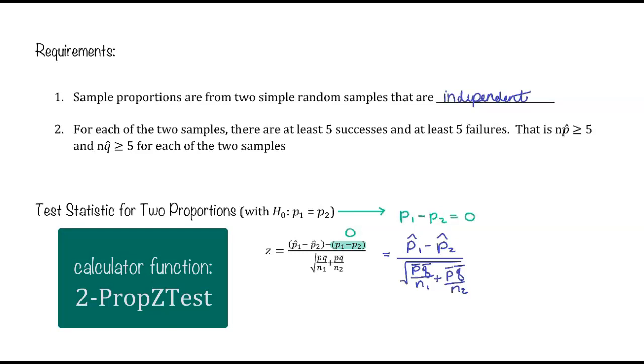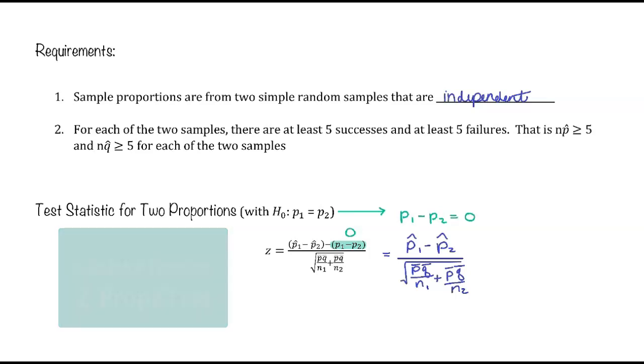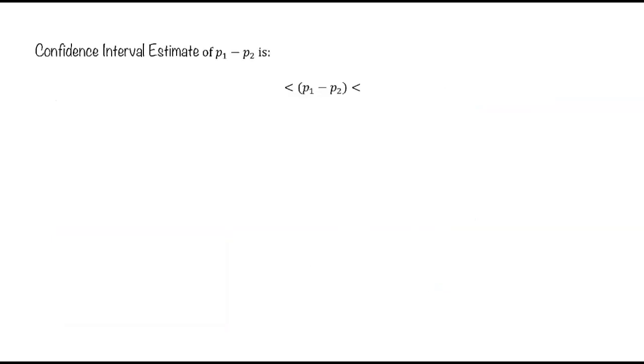Now let's look at what we're going to need to construct a confidence interval for two proportions. A confidence interval estimate of P1 minus P2, that's the difference of the two population proportions, can be found by taking our best point estimate, P hat 1 minus P hat 2, plus or minus the margin of error, E. In other words, we have P hat 1 minus P hat 2 minus E is less than P1 minus P2, and P hat 1 minus P hat 2 plus E is greater than P1 minus P2. That gives us an interval where we believe that the difference between the two population proportions is.